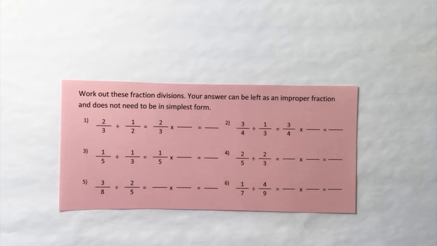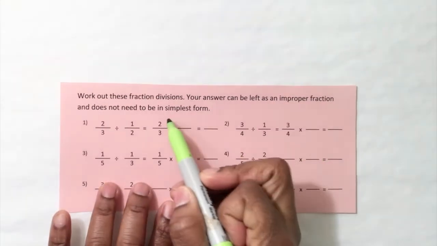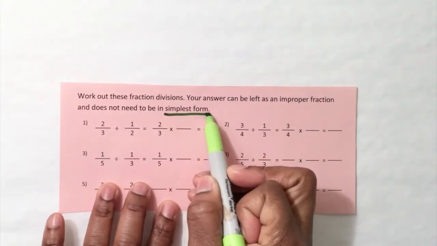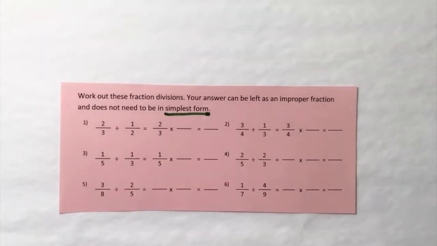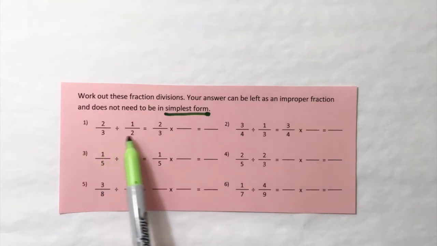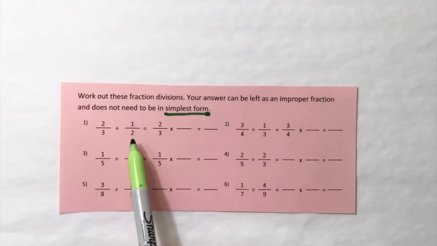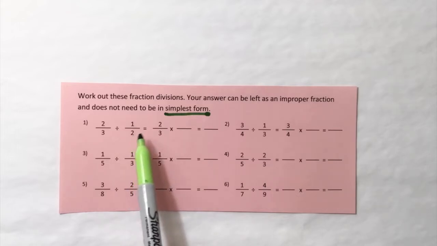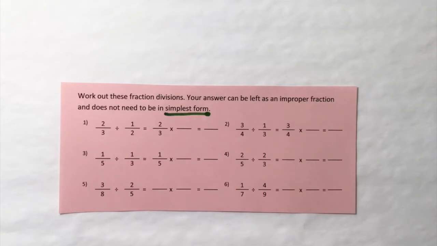So for these problems, you do not have to simplify or put them in simplest form. That's for a later lesson. Let's review and do some together. So we have 2/3 divided by 1/2. Let's remember what the rule is. The rule says flip the last guy, and multiply.